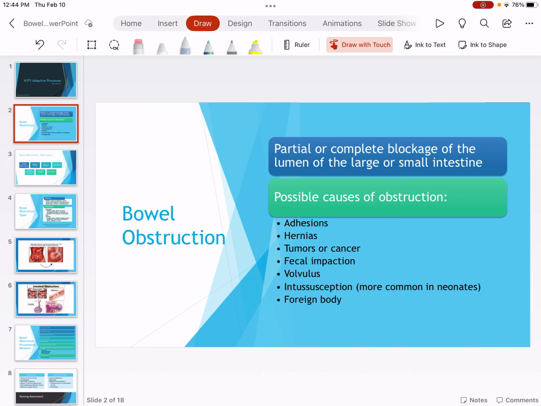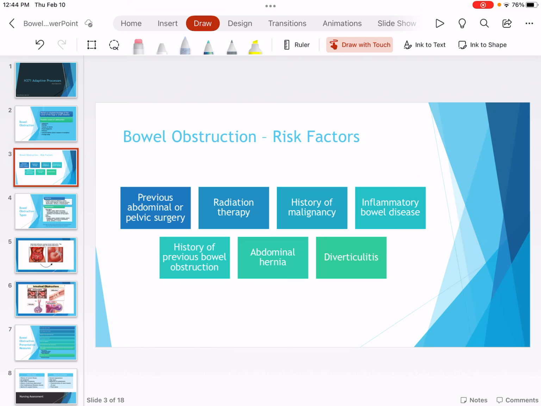So these are the risk factors of bowel obstruction. Previous abdominal or pelvic surgery is a risk factor because those increase the development of adhesions. Adhesions are essentially scar tissue. There's a slide about that in a couple slides. Radiation therapy is a risk factor. History of malignancy, or malignant cancer. Inflammatory bowel disease. History of previous bowel obstruction, abdominal hernia, and diverticulitis. Those are all risk factors.